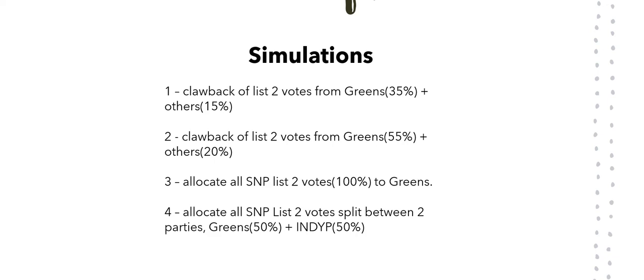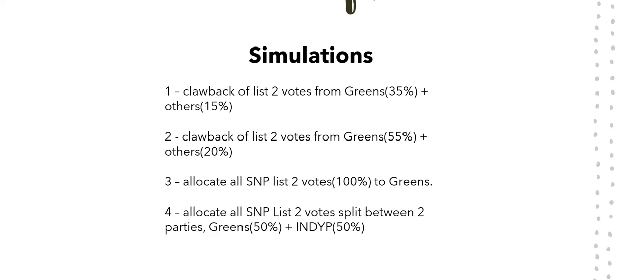I'm going to execute a clawback of list 2 votes from Greens. So we're going to take 35% back off the Greens of their total votes for the list 2 vote, and I'm going to snap 15% off the others back to the SNP. That's my first simulation. My second simulation is similar, but it's going to be higher percentages. I'm going to take 55% off the Greens, and then I'm going to take 20% off the others.